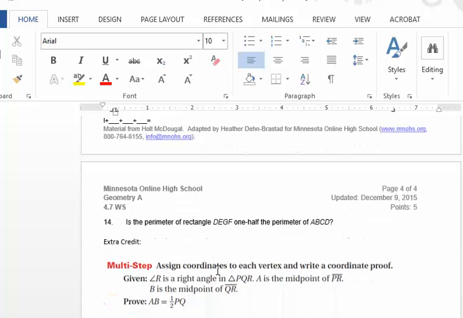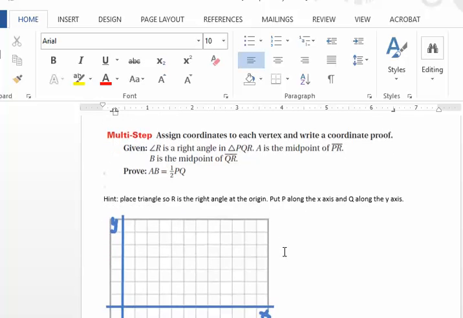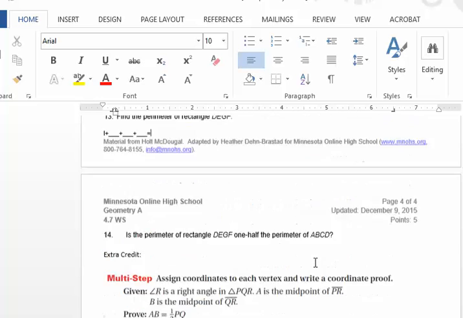You don't have to do the extra credit. You can look it over and try it if you want. There are some directions in the book about how to do this, but if you want to skip it, that's fine as well.